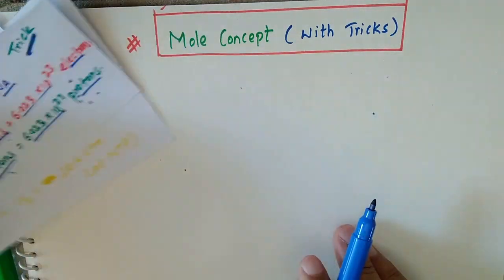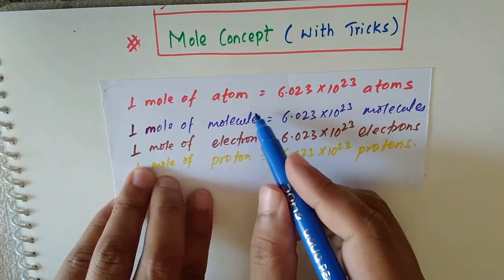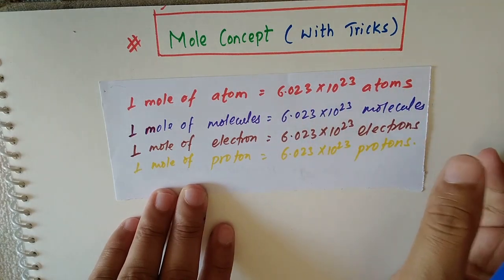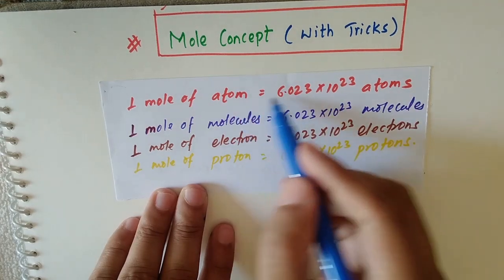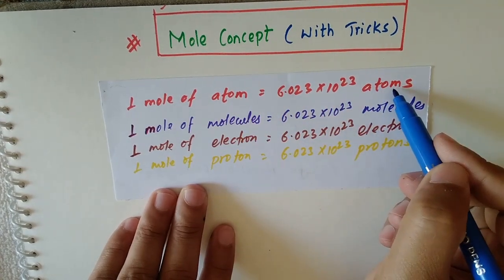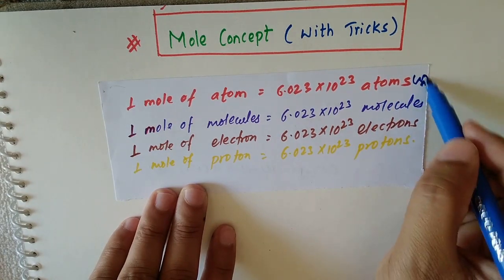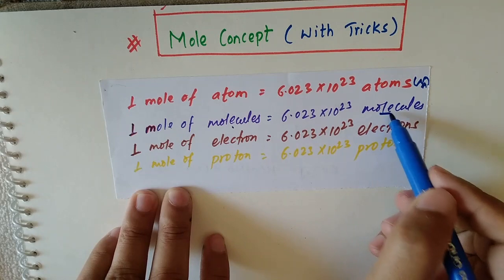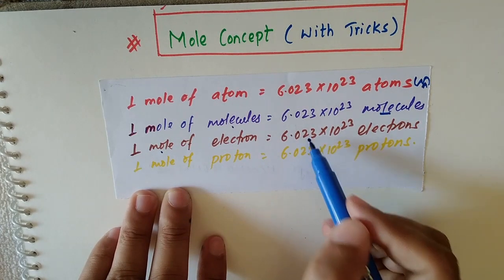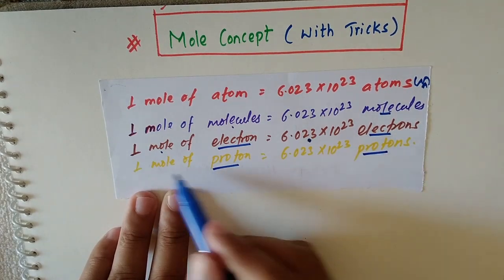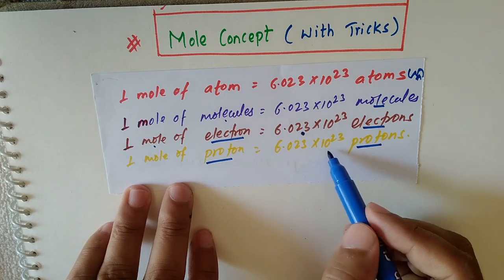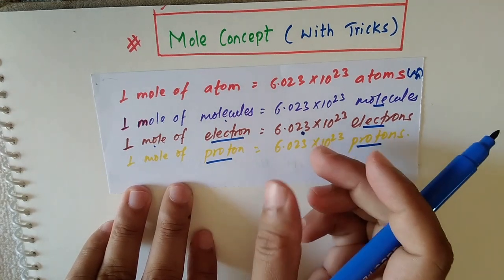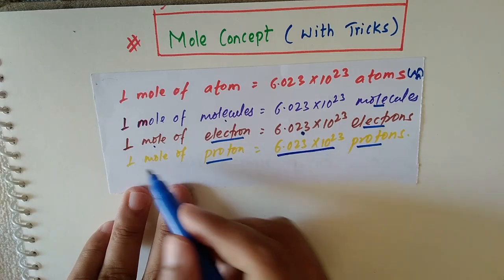And here we know that 1 mole of atoms equals 6.023 into 10 to the power 23 atoms. You can take every atom, and that mass equals the atomic weight, we know that. That number is Avogadro's number, this is the NA. And 1 mole of molecules equals 6.023 into 10 to the power 23 molecules. For electrons, for protons, if you count 6.023 into 10 to the power 23 protons, the total equals 1 mole. Like 1 dozen, 6.023 into 10 to the power 23 means 1 mole.